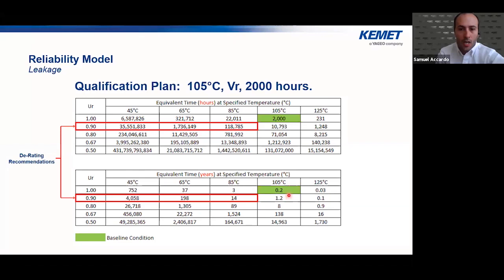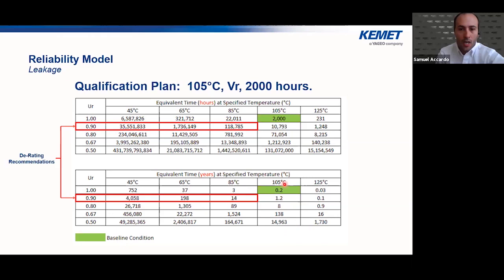The same is the case when we derate the voltage. By the way, our recommended derating for voltage is anywhere between 10 and 20% for polymers, or 50% for MnO2s. What we see is that the life increases. If we're using the part at half its rated voltage, it's almost 15,000 years.